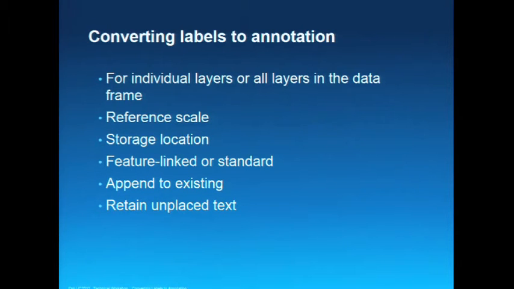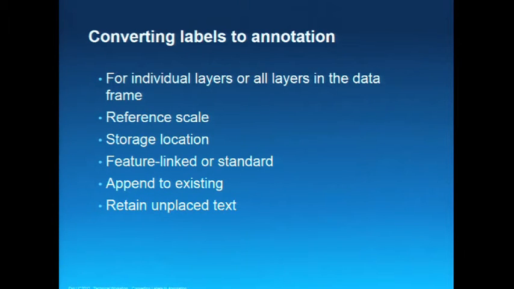Is it feature linked or is it standard? Do you need the relationship class? Do you need it to update? Is your data updating on a regular basis that you need this annotation to change? Appending to existing. So just like appending into a regular feature class when you're editing, you can append into annotation. So you've got an annotation feature class of all of Canada, and now you're just working through province by province and converting your labels over. You can append into that and just keep building on that one feature class.